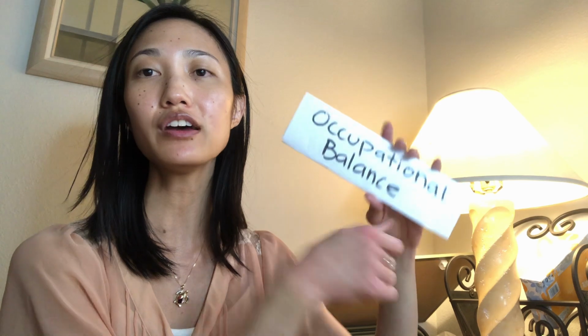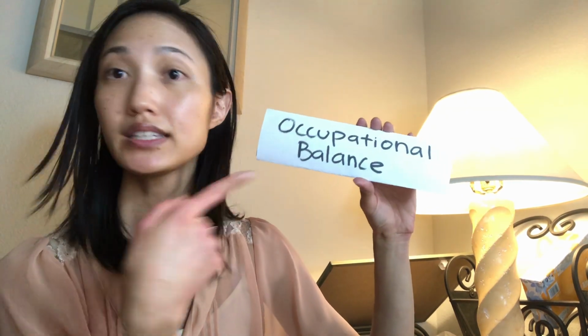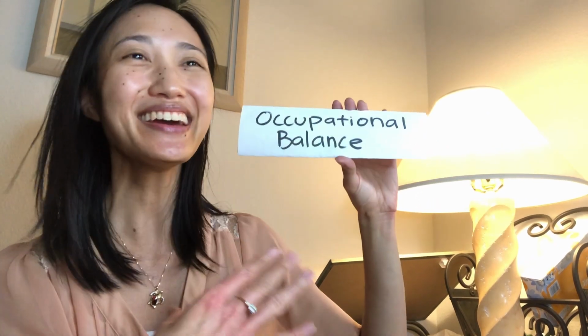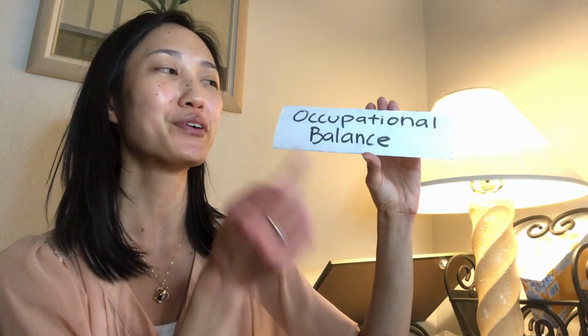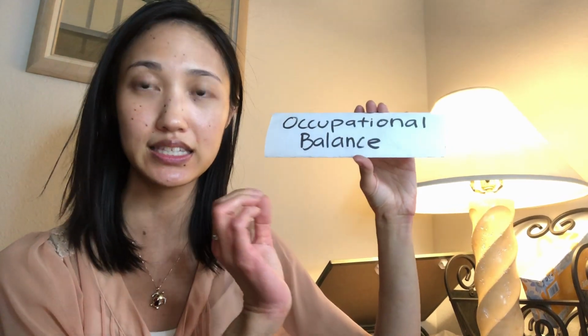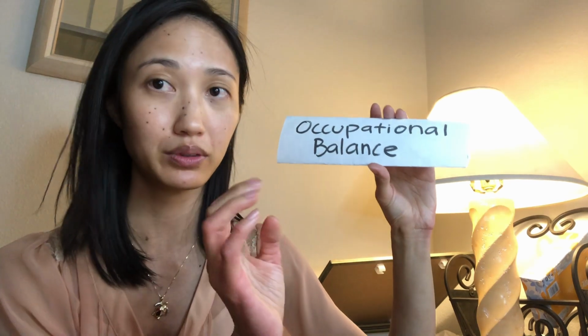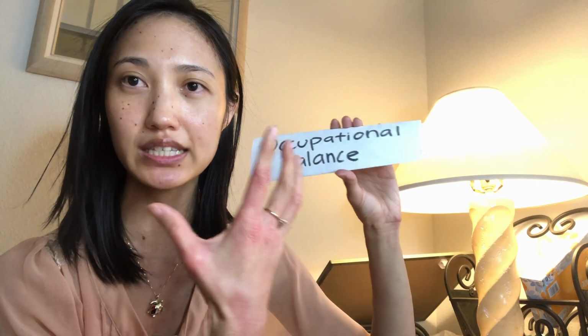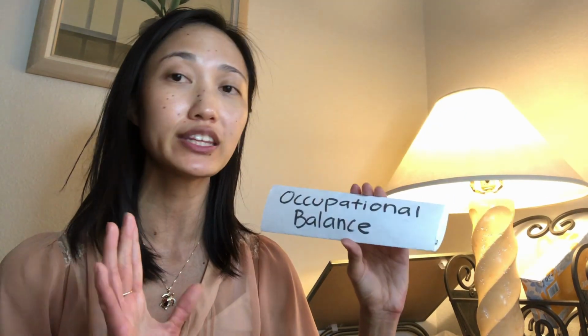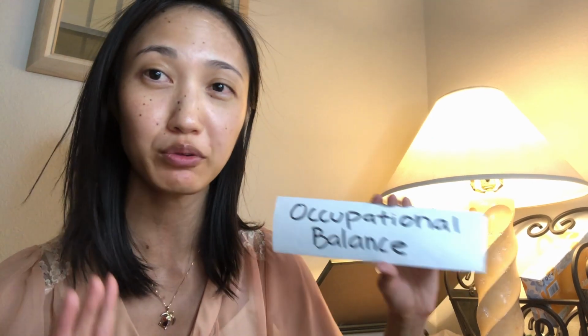Next is occupational balance. So you've heard of work-life balance. That's not this. We are all-encompassing. Remember, we are the holistic everything. So occupational balance sees that work is not the only important thing. What balances us out and gives us that quality of life is having balance in all of the things, all of the occupations that we do.